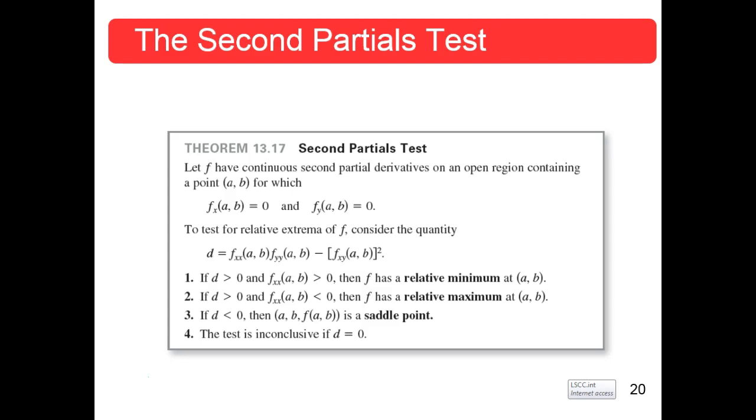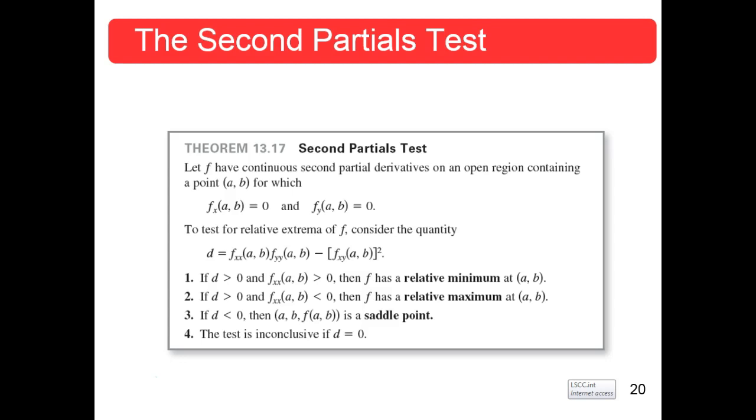So, how can you tell whether you got a maximum or minimum? That's where you use your second partials. Let f have continuous second partial derivatives on any open region containing a point (a, b) for which f sub x, the partial of f with respect to x at (a, b), is equal to 0, and the partial with respect to y at (a, b) is equal to 0. That makes it a critical point. To test the relative extrema, consider this quantity.